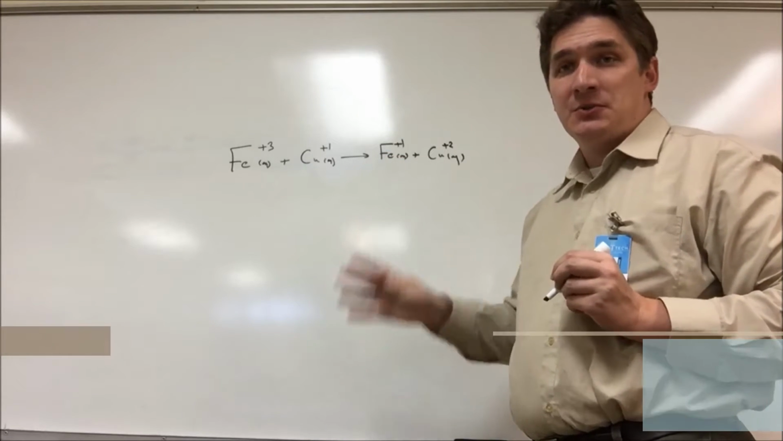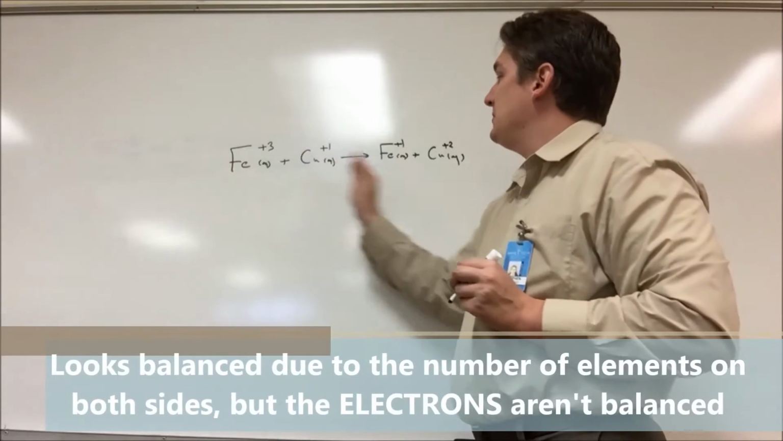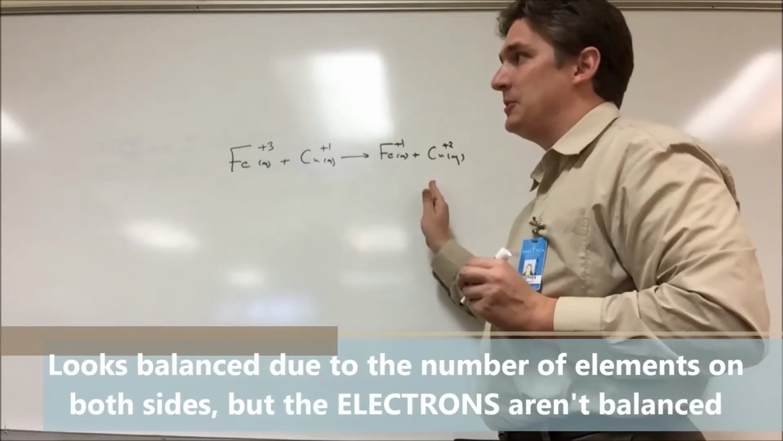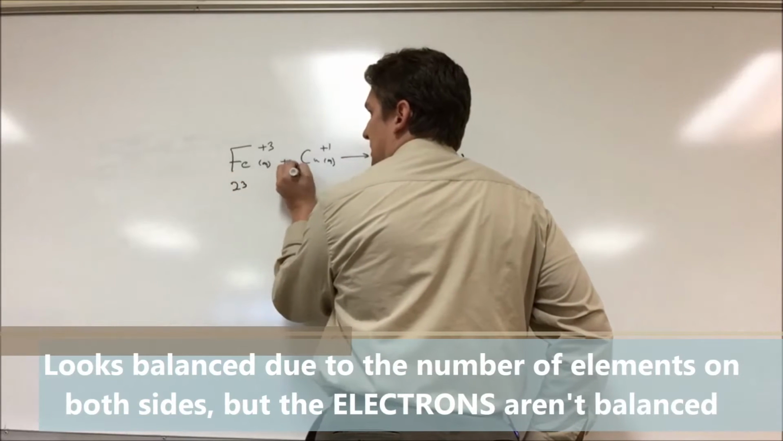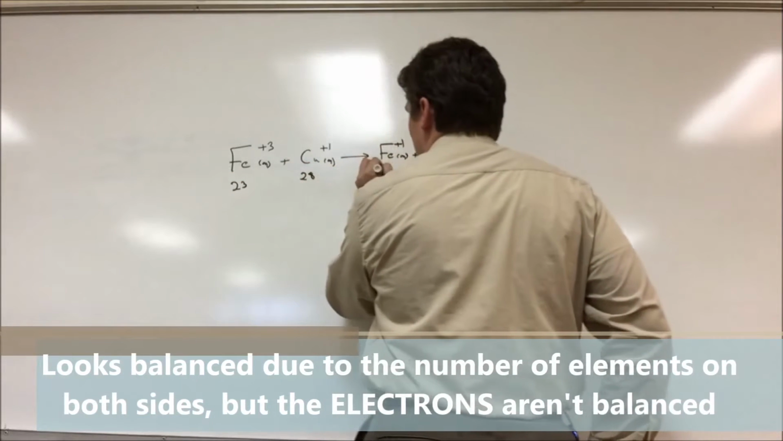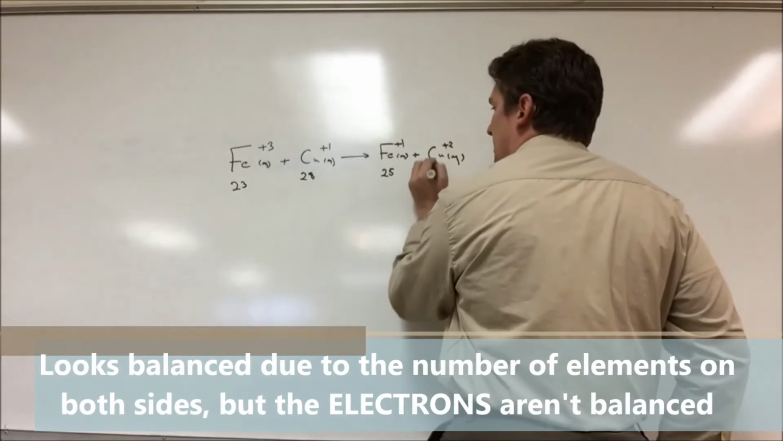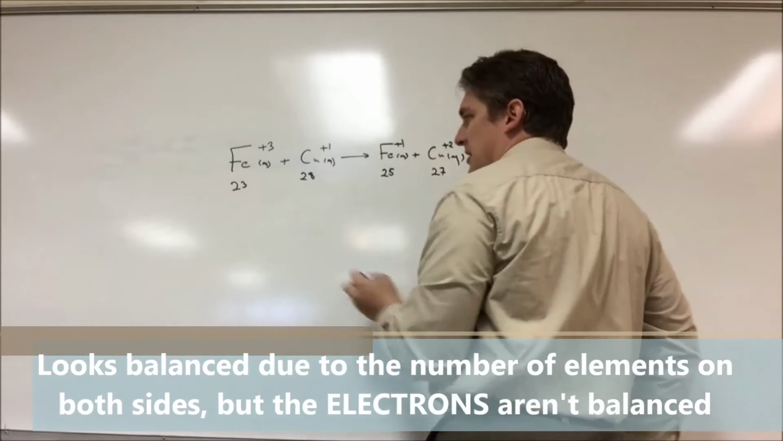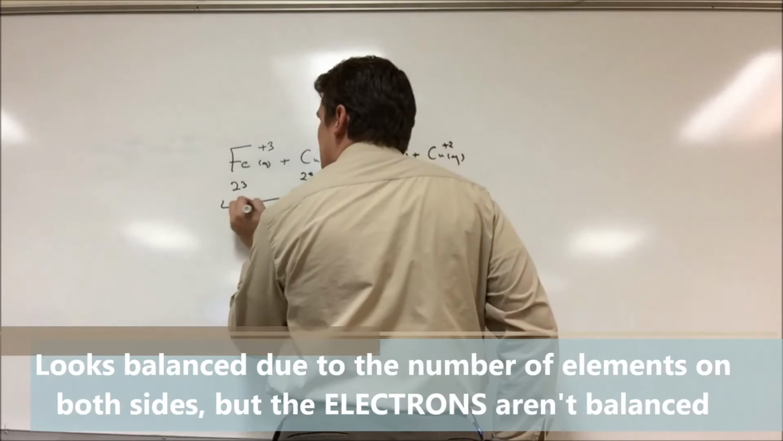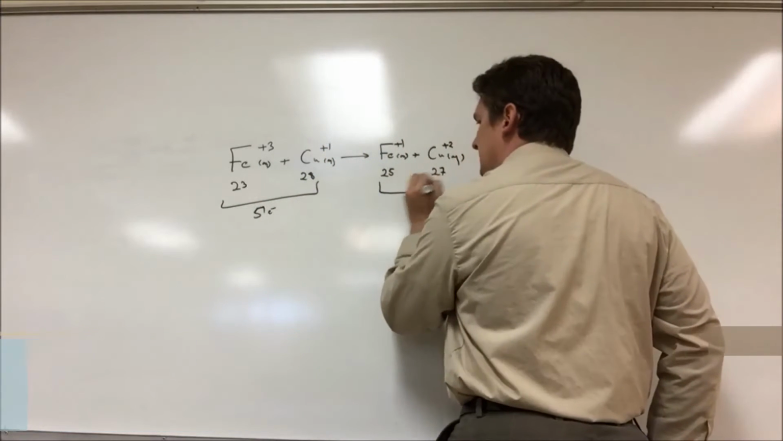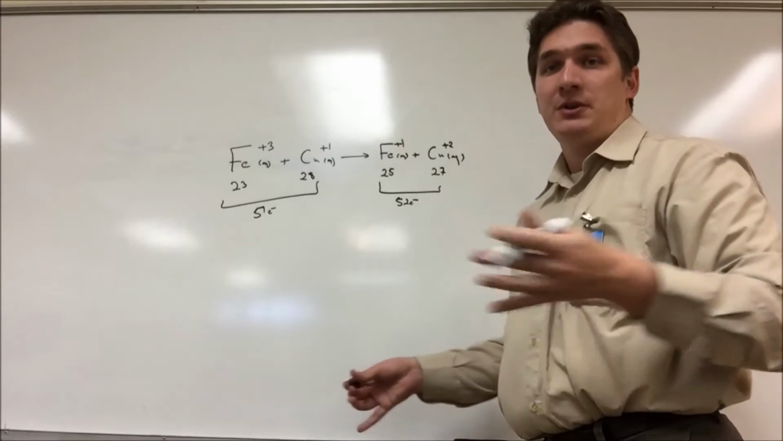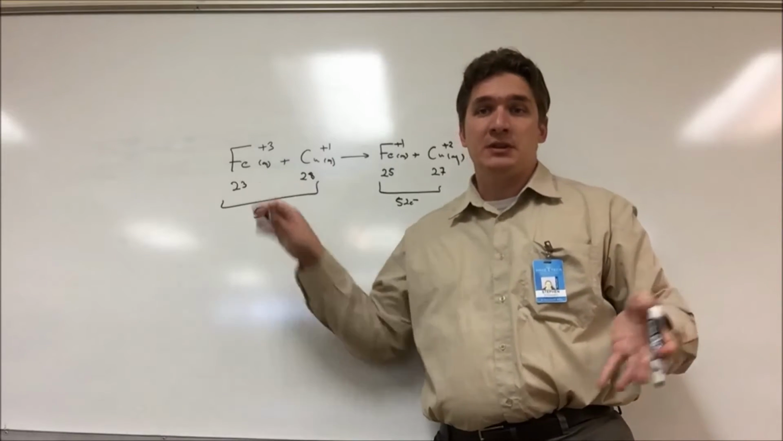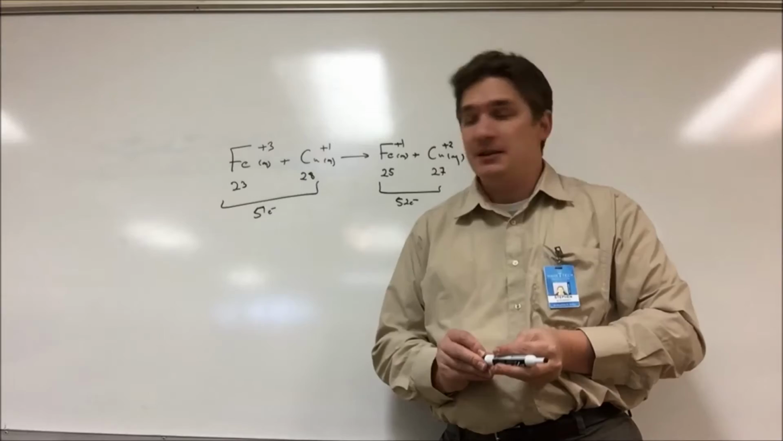Now superficially this reaction looks balanced because you have 1 iron on the left, 1 on the right, 1 copper on the left, 1 copper on the right. The problem here is that we have 23 electrons in iron plus 3, 28 in copper plus 1, 25 in iron plus 1, and 27 in copper plus 2. So if we add these together, we've got 51 electrons on the left and 52 electrons on the right. So we created an electron spontaneously if we've written it this way. So this reaction is not actually balanced.